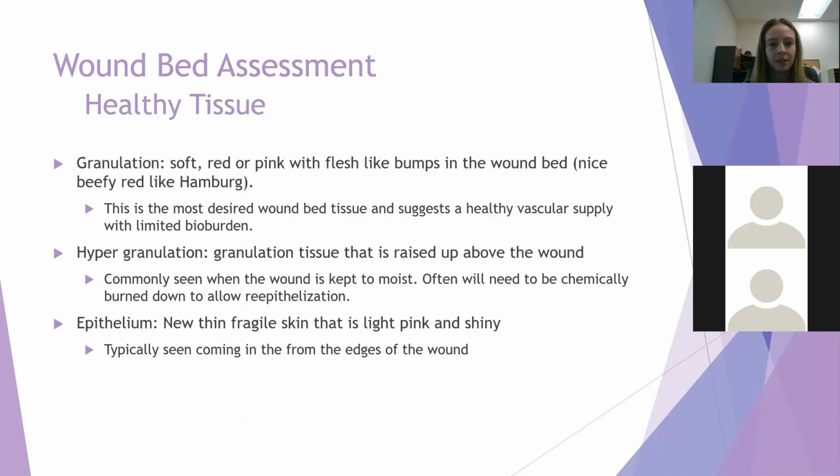And then epithelium is that new, thin, fragile baby skin that is light pink and shiny. You'll typically see it coming from the edges of the wound, but sometimes, depending on the wound, especially with venous ulcers, you'll start seeing little islands of it throughout the wound.